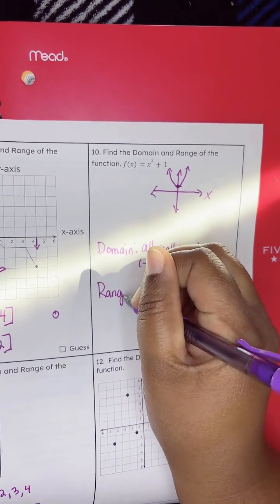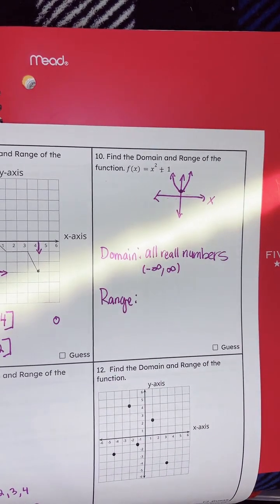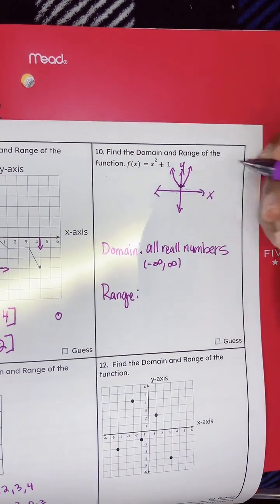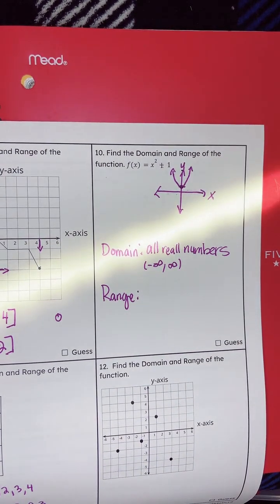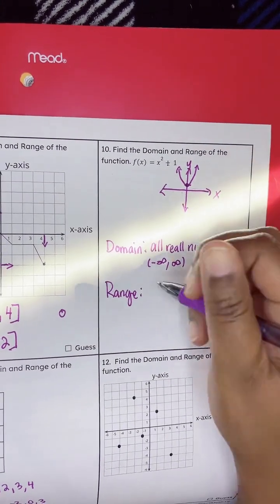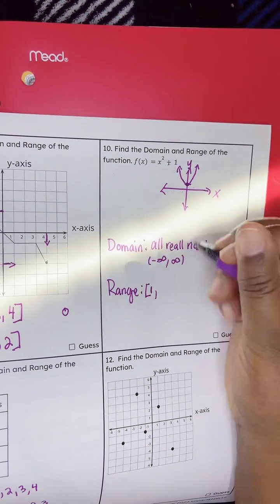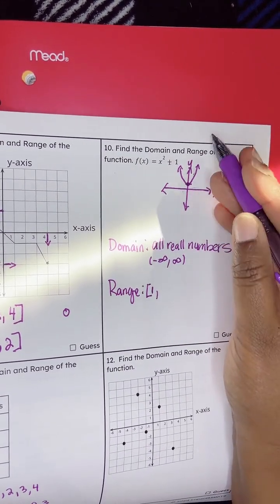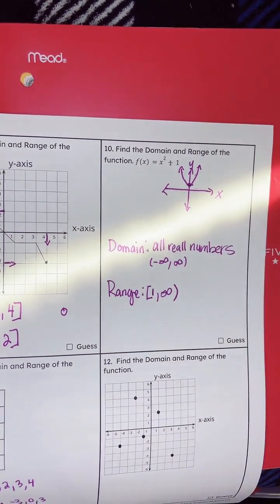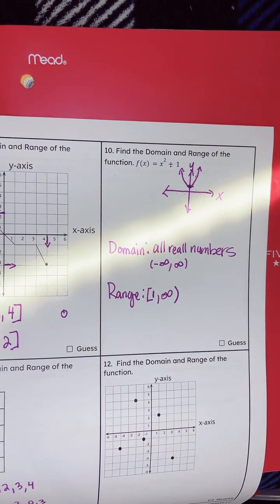Now, let's talk about the range. Where is it starting on this y-axis? 1. Good. Yes. 1 to infinity. Perfect. Remember, it's starting here at 1 on the y-axis. And since it's a closed circle, we have a bracket. And then see how it's going up? See how this parabola is opening up forever? That's to positive infinity. And so that will be our range for that equation.